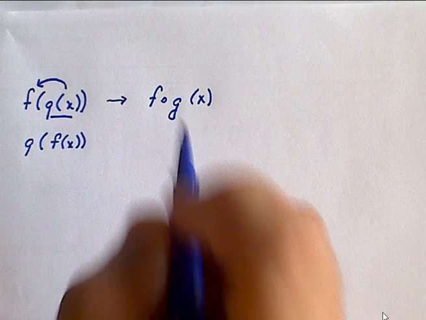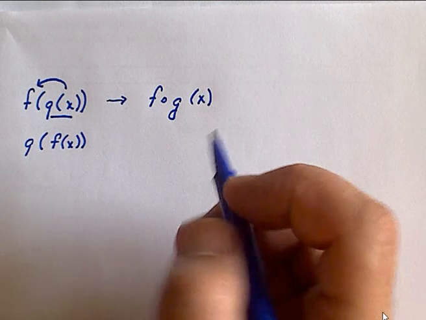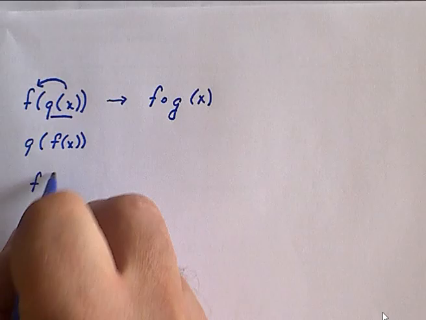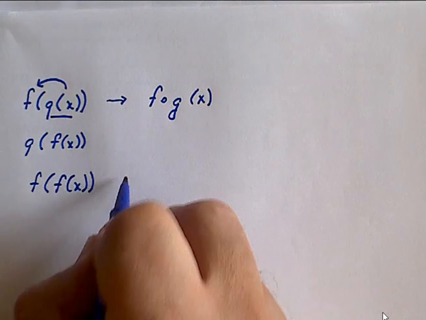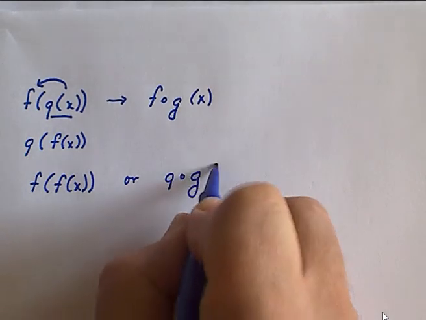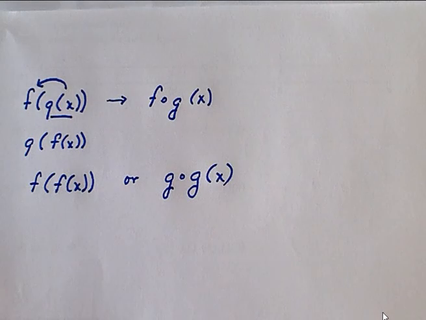And you can also take composites of a function with itself. So if I have f of f of x, or g of g of x, again, different notation, but both of those mean the same thing there. You start with the function, take the same function, plug it in for x into that function. Repeat the whole function there.